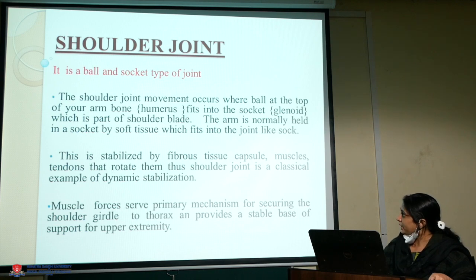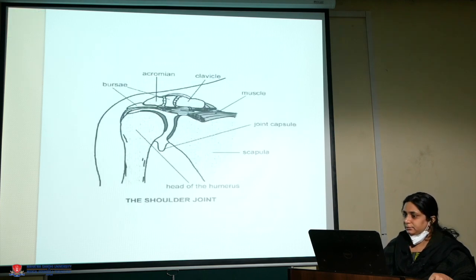The arm is normally held in the socket by soft tissue which fits into the joint like a sock. This is stabilized by the fibrous tissue capsules, muscles, and tendons that rotate them. The shoulder joint is a classical example of dynamic stabilization. Muscle forces serve primarily as the mechanism for securing the shoulder girdle to the thorax and provide a stable base of support for the upper extremity. This is a picture showing the shoulder joint.